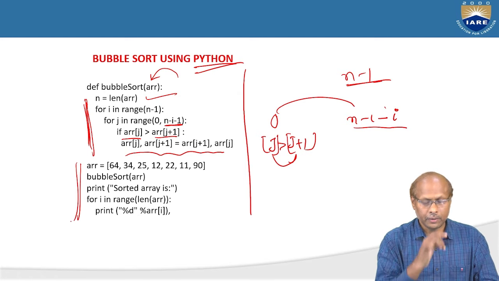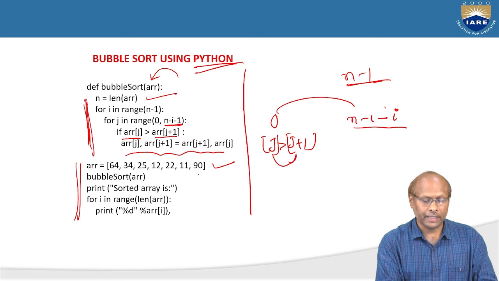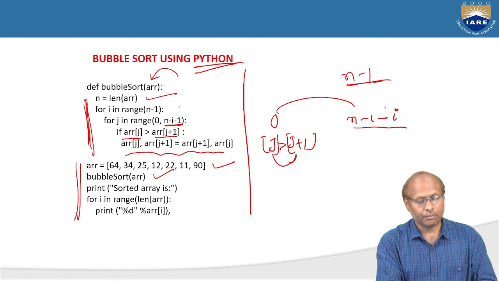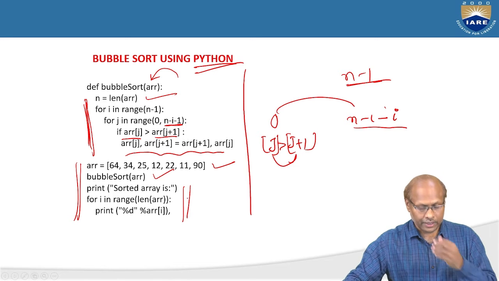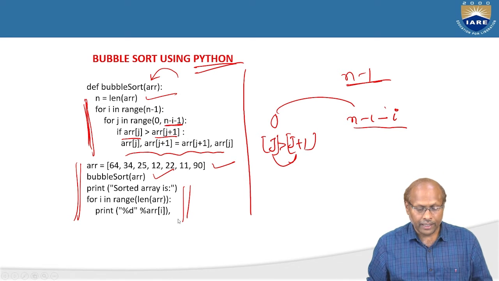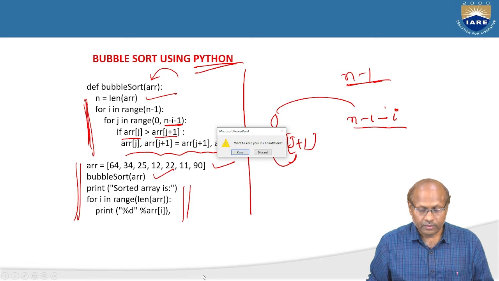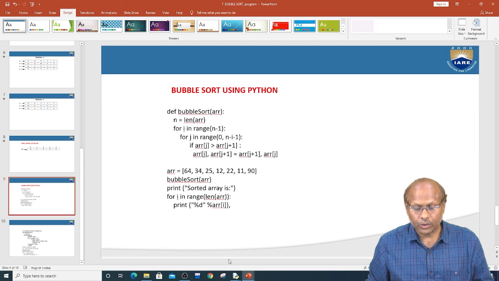And put a main method. Initially this array is there. This is the given data, and we are calling the bubble sort program and printing the result. This way, let us write the bubble sort using IDLE. Now let us go to IDLE.